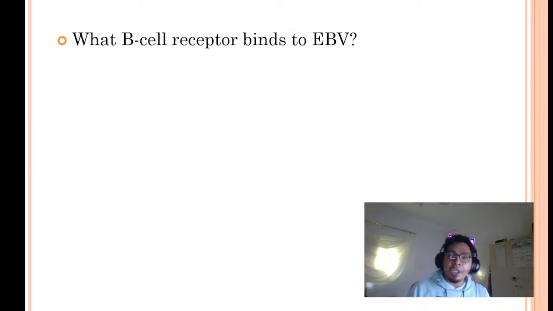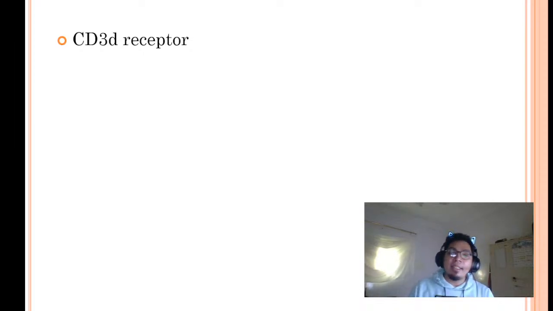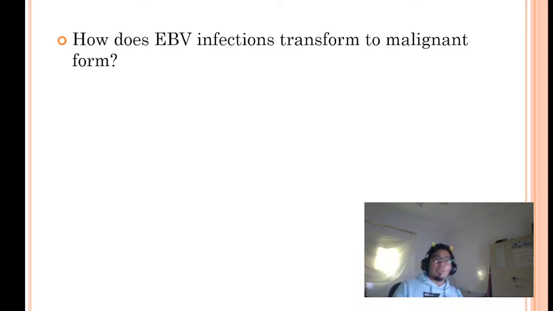I love the energy that you're giving off. It gives me positive vibes. Love it, guys. All right. CD3D receptor is fine with me. CD3 is also okay because in the exam the form was this one, CD3 only. The choice was CD3 only.